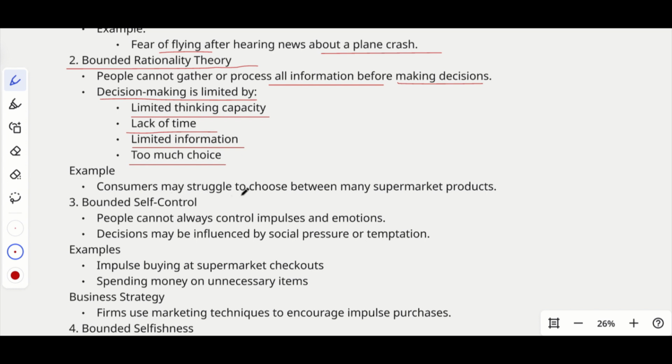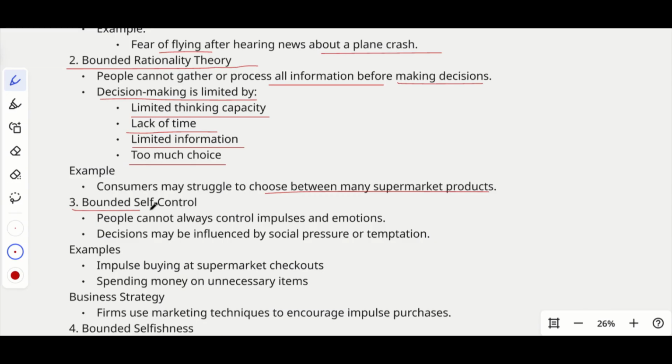So consumers may struggle to choose between many supermarket products, right? Whenever you're going to buy a soap, just a bathing soap, you can see a lot of companies with different fragrances, shapes, and attractive packaging. So sometimes we might be confused about what to buy, right? Which one should I choose, which is the best? So we'll be confused. That is too much choice.